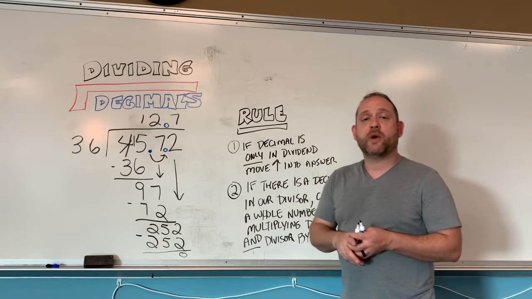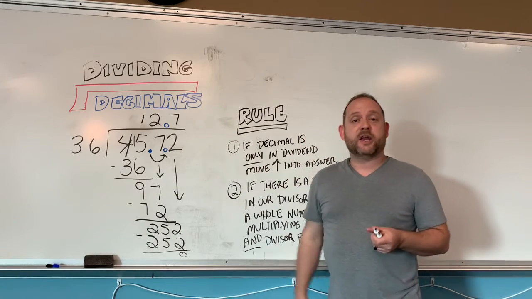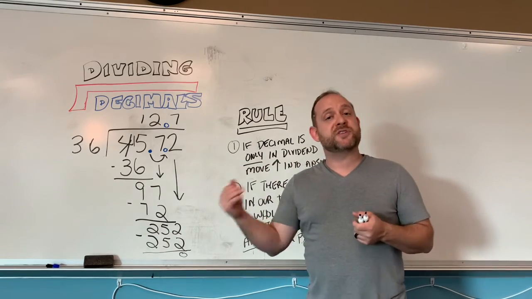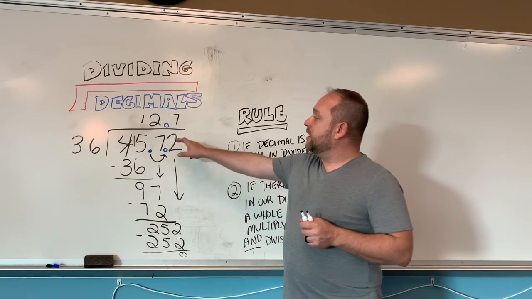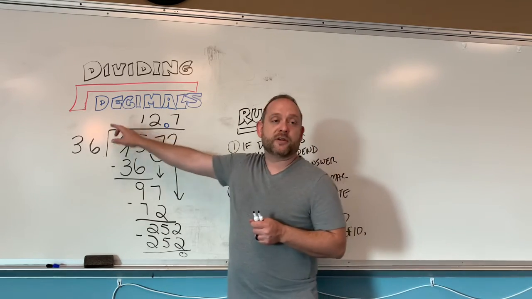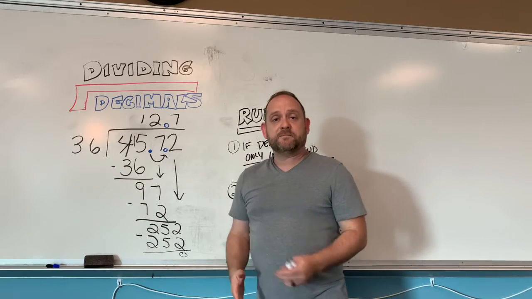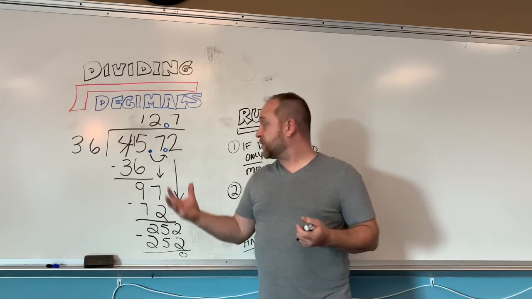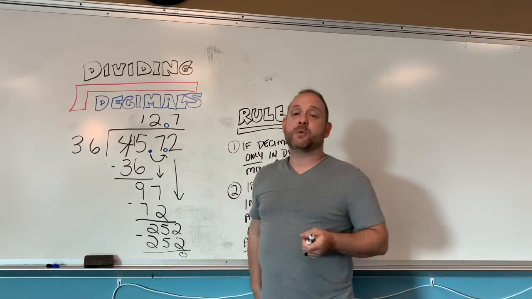Again, if your decimal point is only in your dividend in a question, you don't have to worry about anything. You just move it straight up into your answer along the vinculum. That's what this weird line is called. So straight up on the vinculum, that's the rule for when you only have a decimal in your dividend.